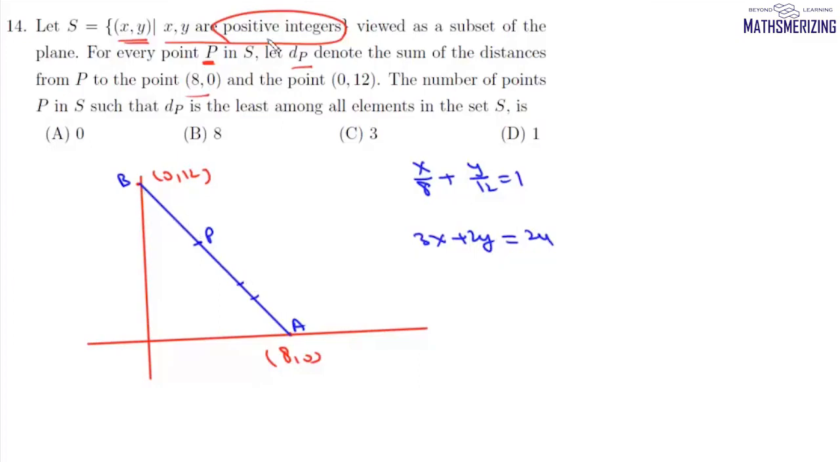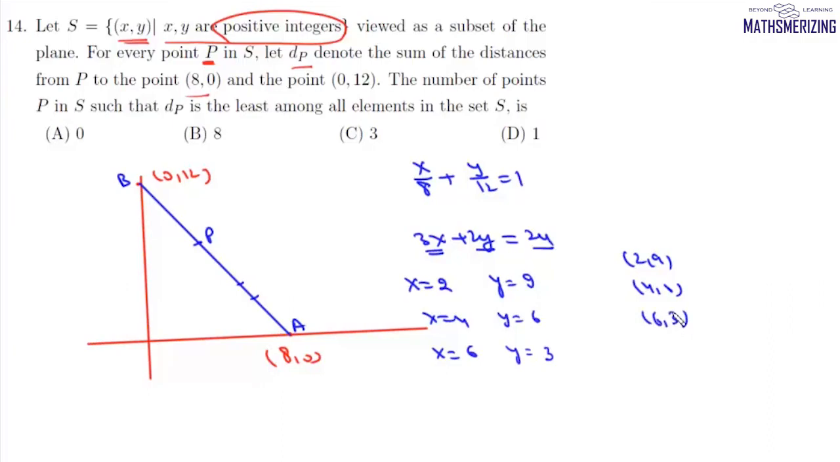Now since x and y are positive integers, they cannot take the value 0. And since these two numbers are even numbers, this 3x must also be an even number. So that means x can only take even values. So the possible values of x are 2, 4 and 6. Now if the value of x is 2, then the value of y is 9. If x is 4, y is 6. And if x is 6, y is 3. So there are only 3 sets of points possible: (2, 9), (4, 6) and (6, 3). So the number of such points is 3, and that's your option C.